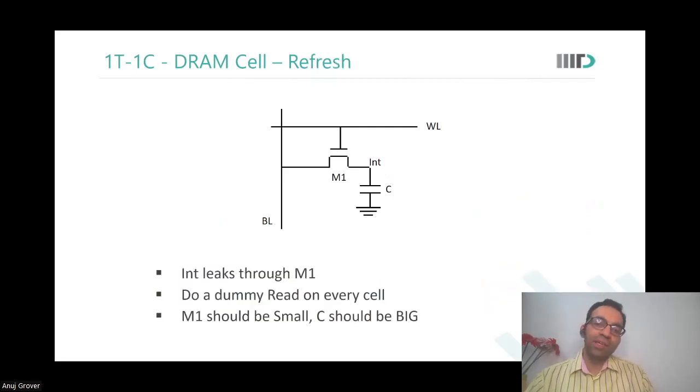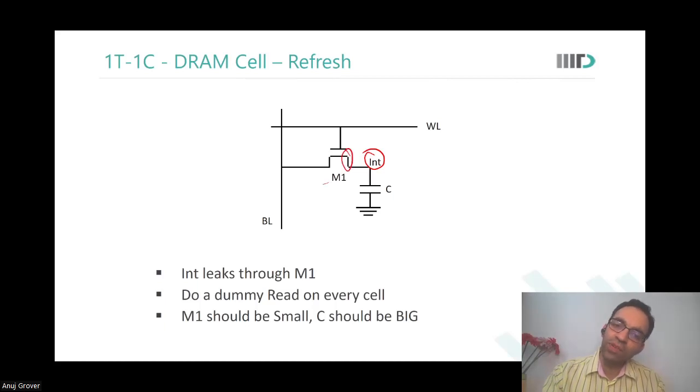Now comes the third thing, which is called refresh, which means that this internal node would leak over time. Where would it leak? There is a junction capacitance of this MOSFET. There is subthreshold current going through this MOSFET. So many things are happening. So this internal capacitance would leak, the int node would leak.